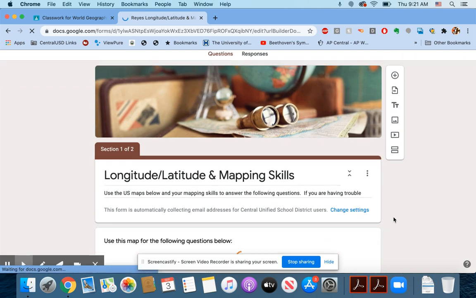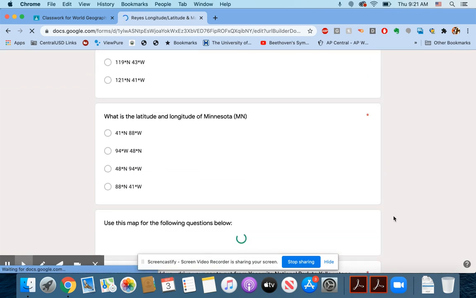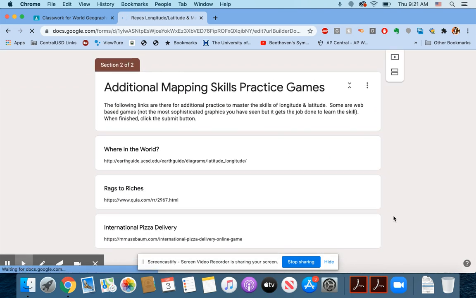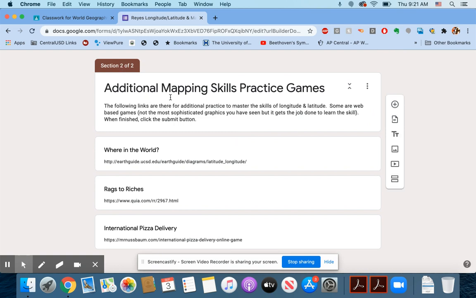On this one, there's one other thing for you to do. In section 2, there's a couple of websites here that you can go to that will help you practice your mapping skills. So that includes latitude and longitude. So you're going to do that. This should be the last thing you do for these assignments.